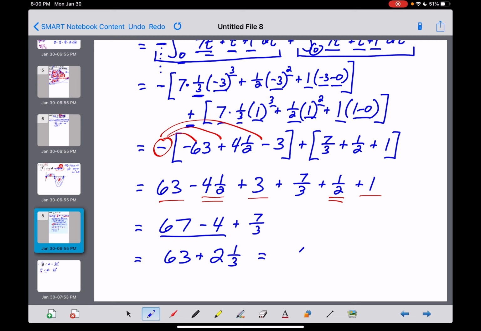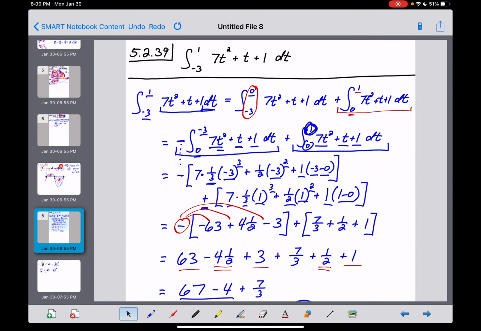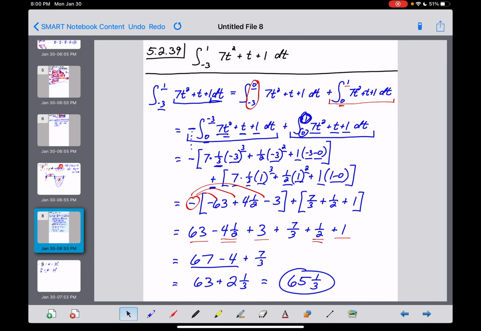So I've got a final answer here, guys, of 65 1/3, which should be our final answer here for problem number, I can't remember, this was number 39. So that is definitely tedious, everybody, and relax, we're not going to do this very much because starting in 5.3 and getting into 5.4, we're going to learn a much, much faster way to come up with that result.